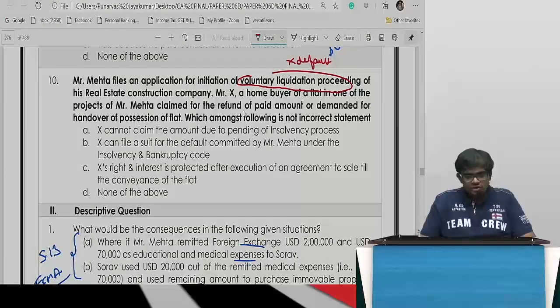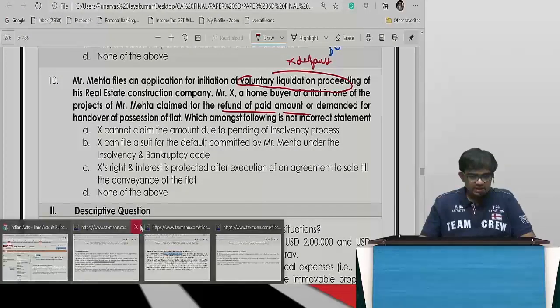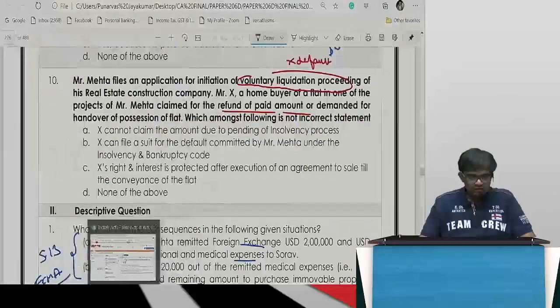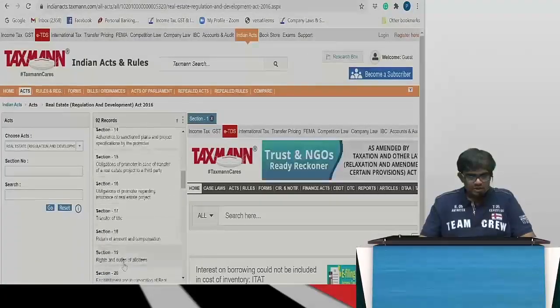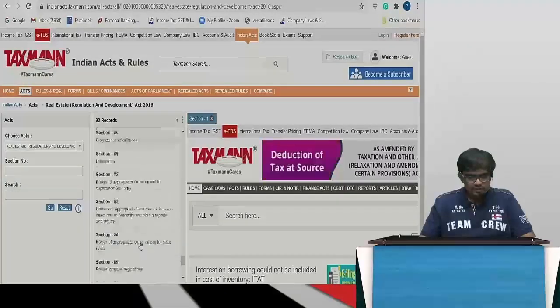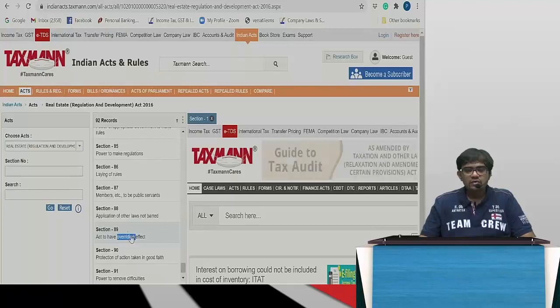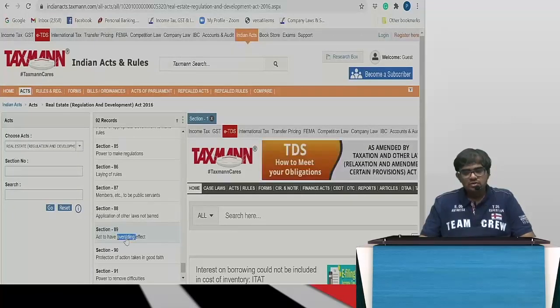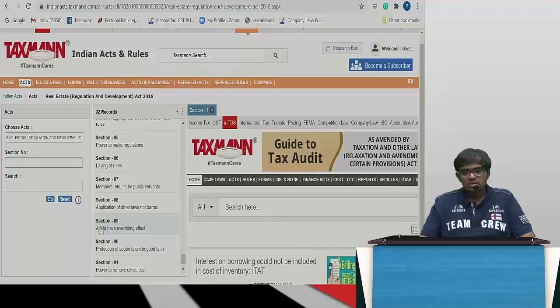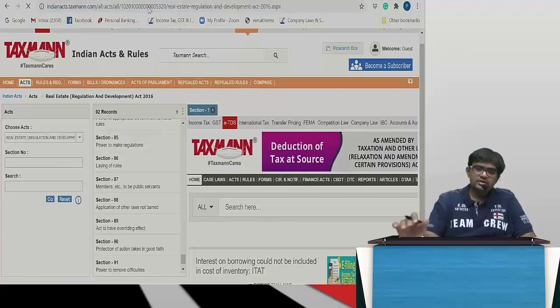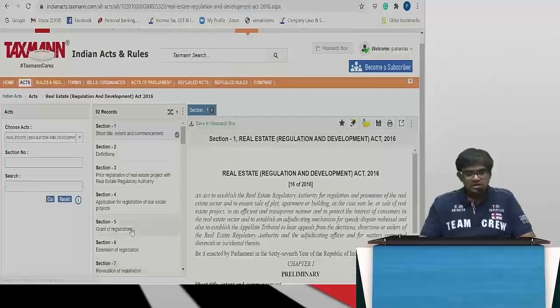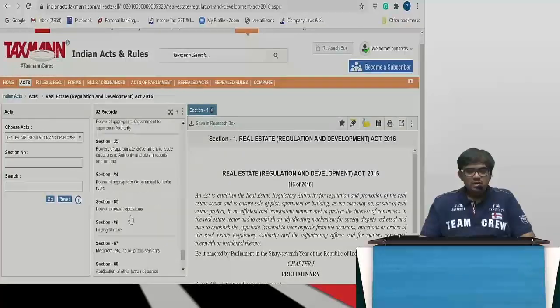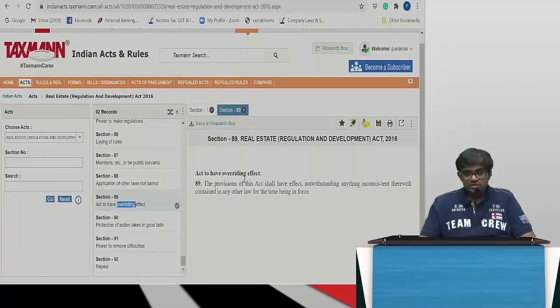Home buyer wants to claim a refund. So as I told you already, section 89 of RERA clearly says that this act will have overriding effect over other laws. Because I need to protect whom? Obviously, I should protect the people involved in this entire scheme of things. So I definitely need to protect the homeowners. So the provisions of this act will have effect notwithstanding anything contrary given.